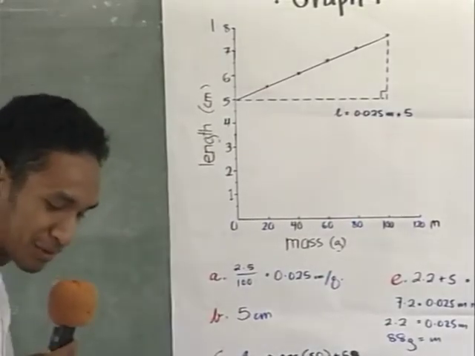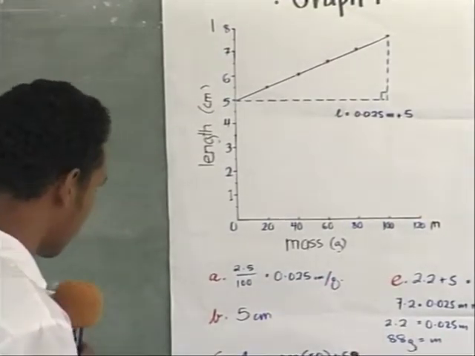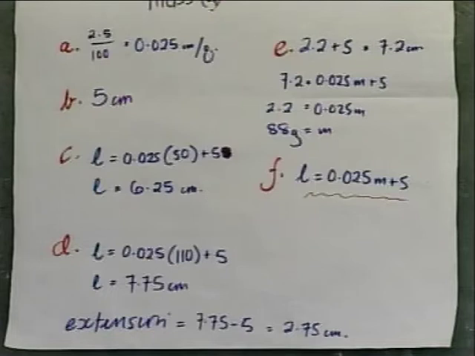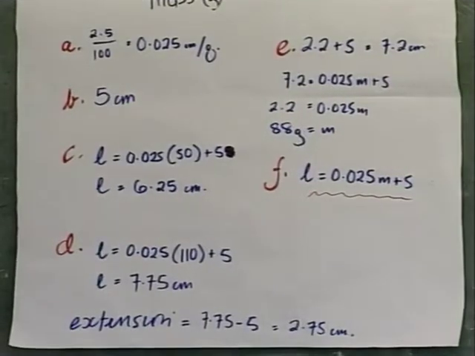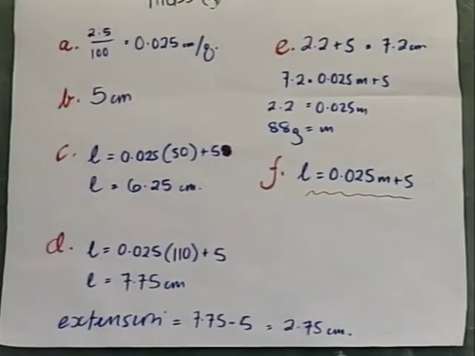What extension would be produced by a mass of 110 grams? So length equals 0.025 times 110 plus 5 equals 7.75 centimeters.